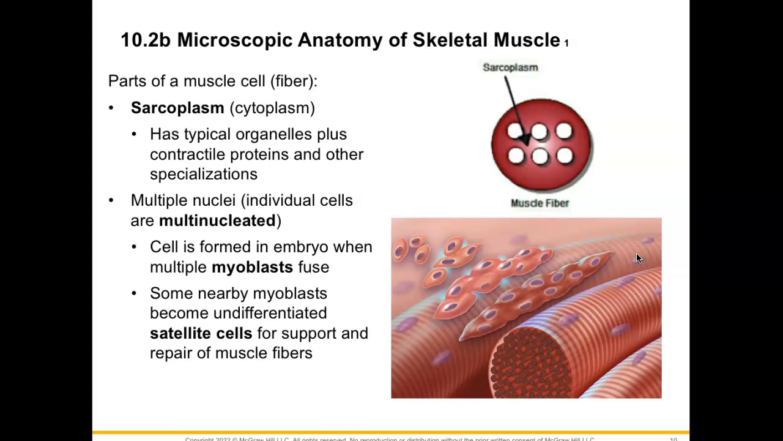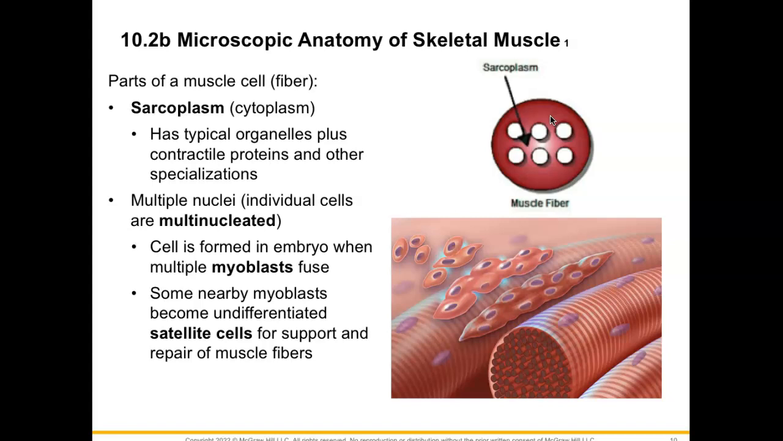Now let's talk about the parts of a muscle cell or muscle fiber. So we have renamed parts of the muscle cell. Instead of calling the cell's fluid portion that contains all the organelles a cytoplasm, we are now going to call it a sarcoplasm. Sarco means fleshy, and plasm is remnant of cytoplasm. So this is just our fleshy cytoplasm really here. And this is the area where we're going to find the organelles of our muscle cell and our contractile proteins that we're going to talk about in just a little bit.